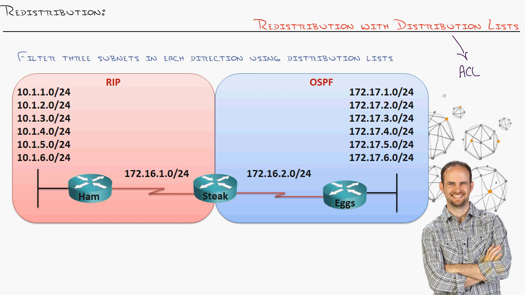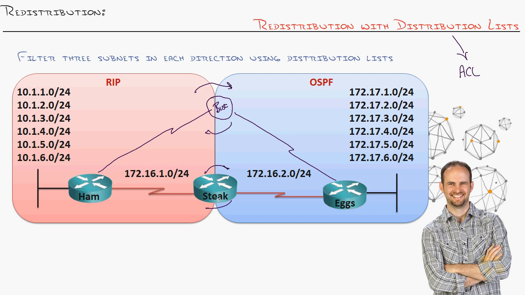keep routes from looping. For example, we've got Ham, Steak, and Eggs going on here. And let's just say we've added a redundant router. Let's just say Biscuits, in the middle. Just in case Steak goes down, we have a redundant path between Ham and Eggs, right? So we redistribute RIP into OSPF and OSPF into RIP, and then do the same thing down here.